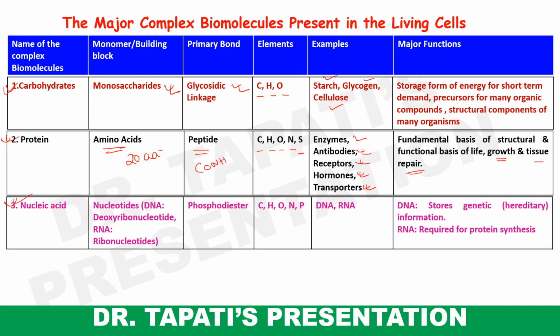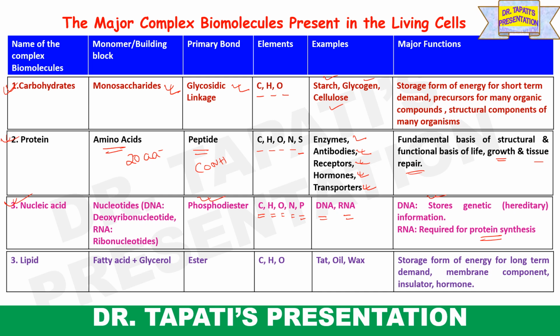In case of DNA, it is deoxyribonucleotide. In case of RNA, it is ribonucleotide. Nucleotides are attached through phosphodiester bond. Primary elements are carbon, hydrogen, oxygen, nitrogen and phosphorus. Examples are DNA and RNA. DNA stores genetic or hereditary information, whereas RNA is required for the protein synthesis.